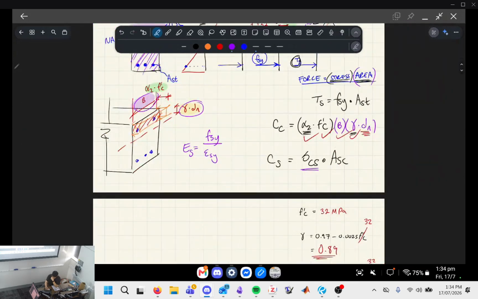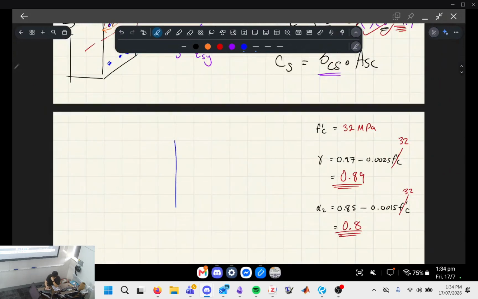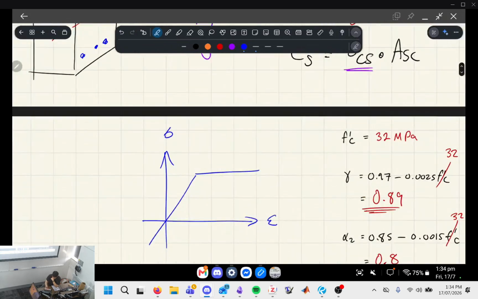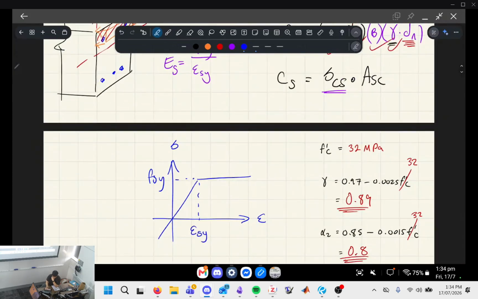Okay, this makes more sense if I draw a material curve. So I'm going to redraw that material curve for steel. Let's just say we know this point and we know this point. So this is FSY, this is epsilon SY, the steel yield point. We also know the elastic modulus, right?